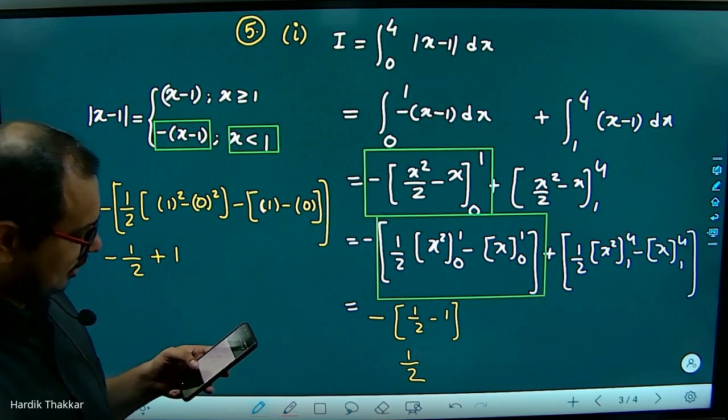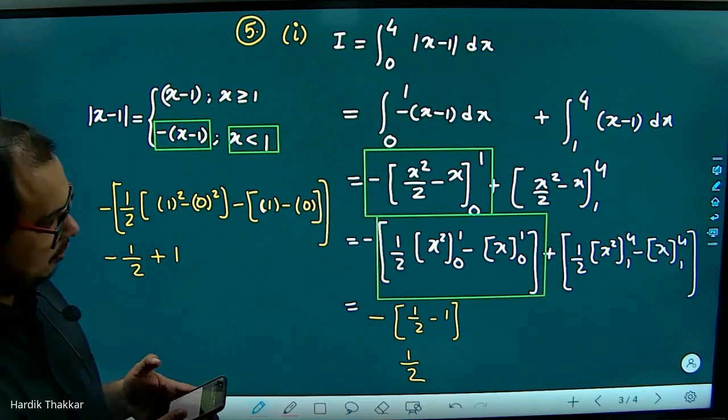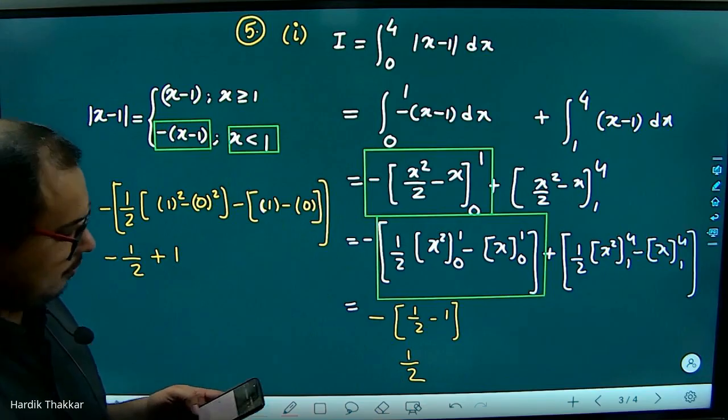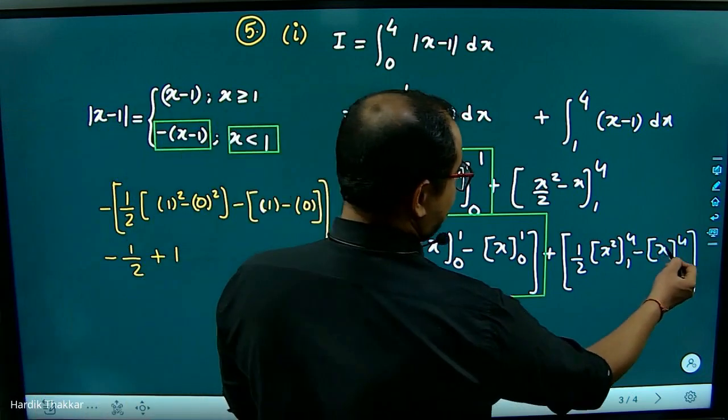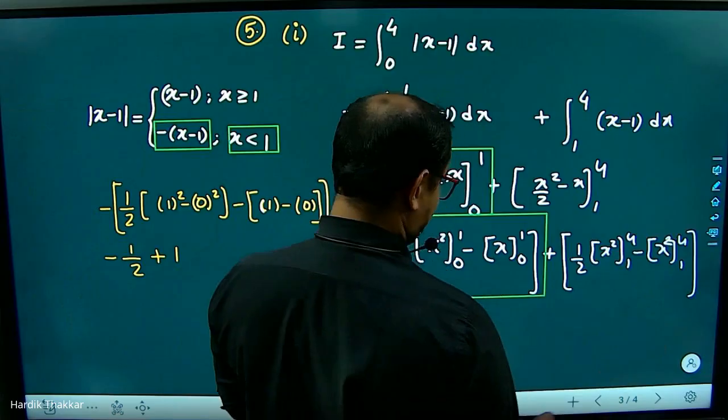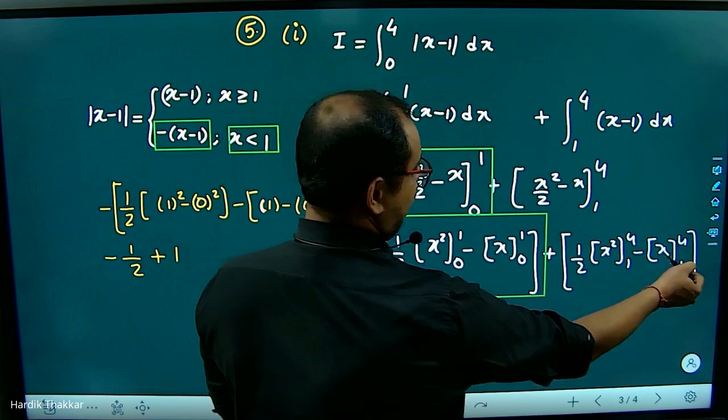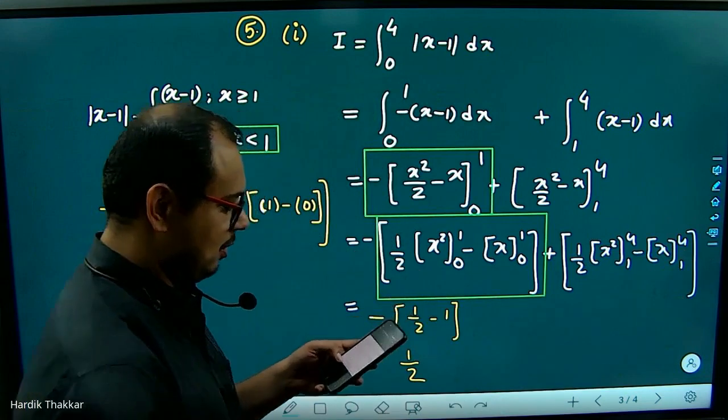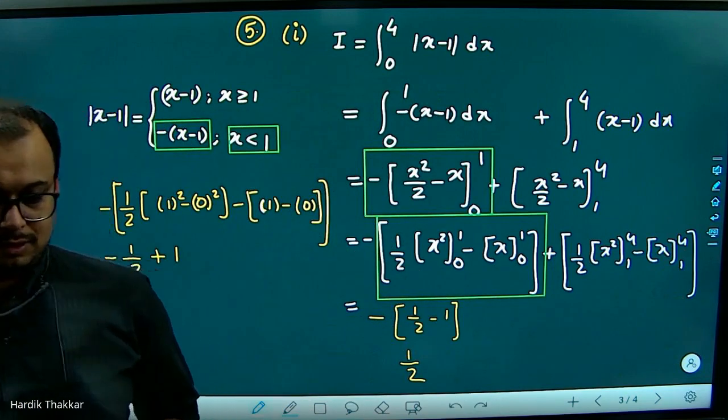Just let me check it once again. So after making this correction, I'm getting minus 7. You have made a mistake in this part also. You have put the value of a square. So it is not 4 square, it is 4 minus 1. Okay. Yes, sir.